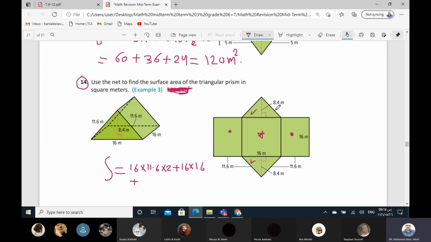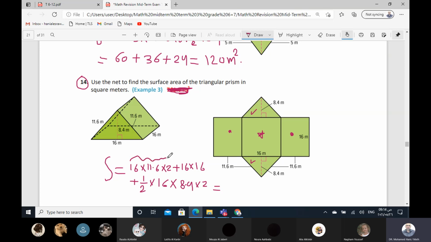So we can find the area of the triangle, 1/2 multiplied by the base, which is 16, multiplied by the height, which is 8.4, and multiply by 2 because we have two congruent triangles, which means two congruent areas. Then we can find the answer.